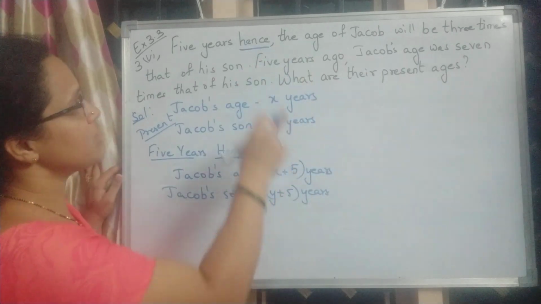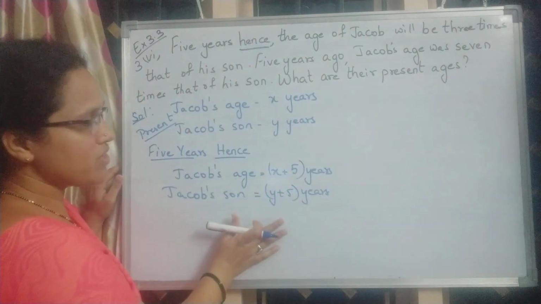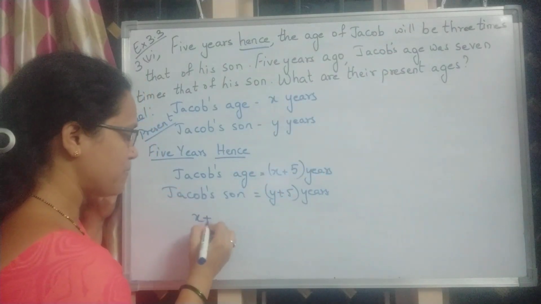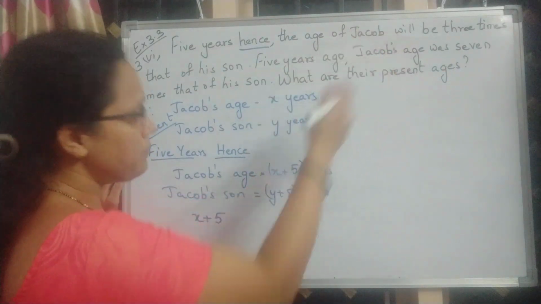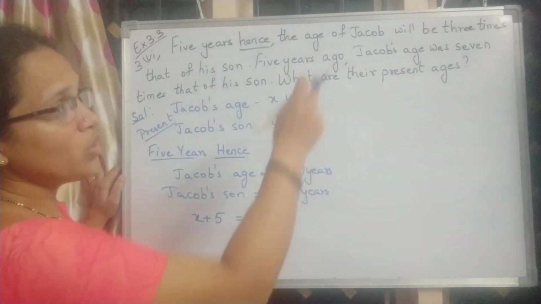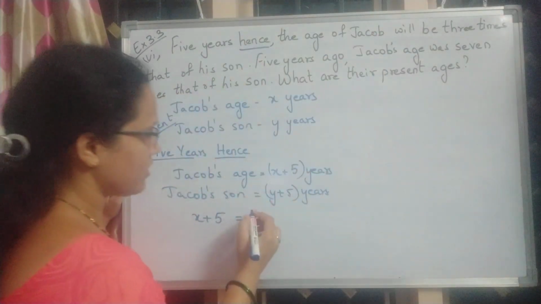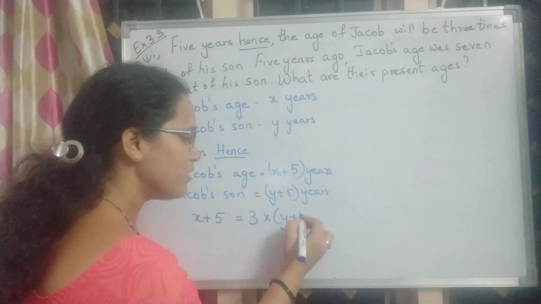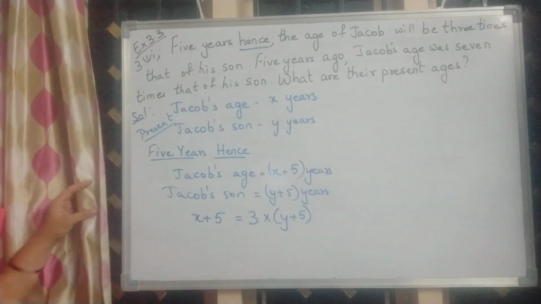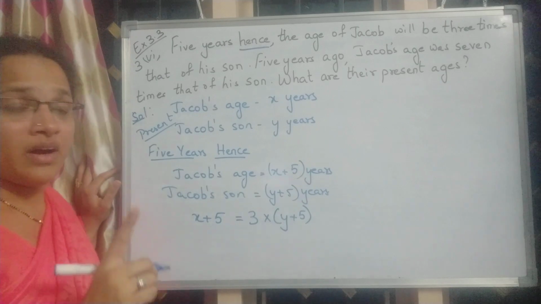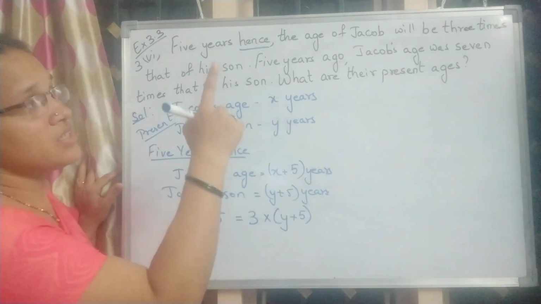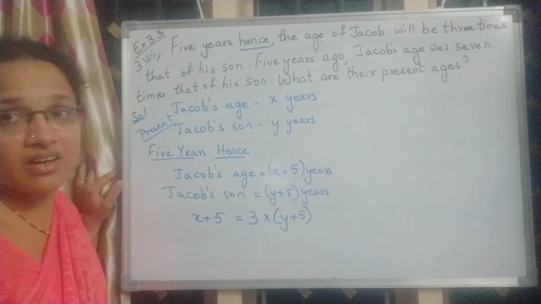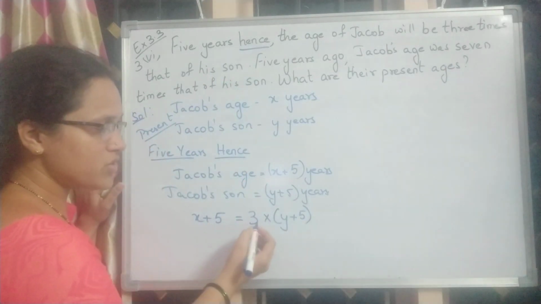Now read the condition. 5 years hence, so after 5 years I got the ages. Now the age of Jacob, which is X plus 5, will be equal to 3 times that of his son. Times means into, children. So I hope I am clear for you for the statement. The age of Jacob will be 3 times that of his son. Jacob's age is equal to 3 times.